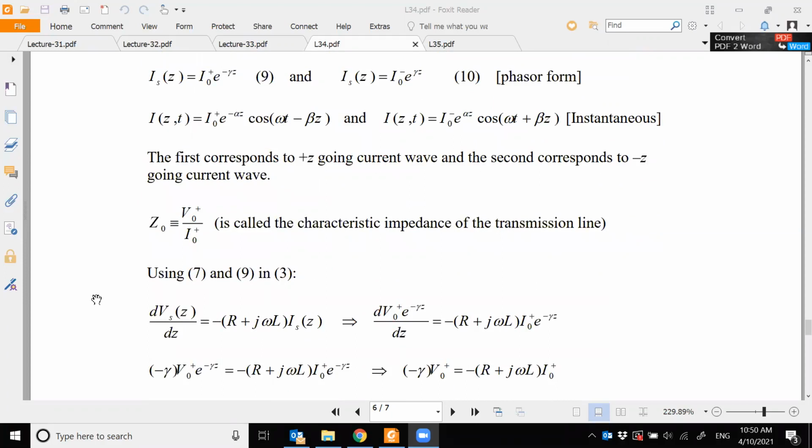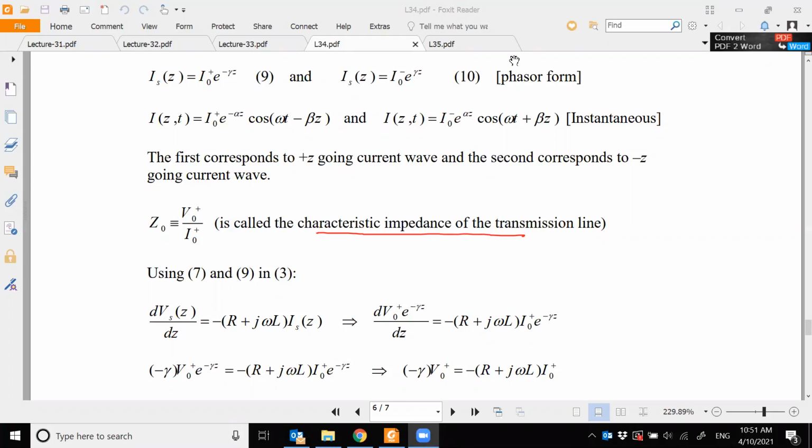And again, here in a similar way, you can also define the characteristic impedance of the transmission line, which is Z0, nothing but V0 plus over I0 plus. This is for the forward propagating wave, or plus z propagating wave.